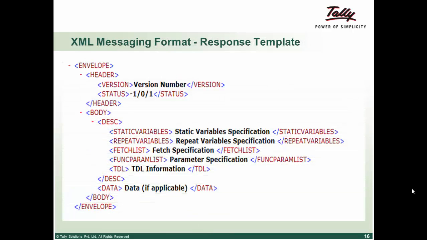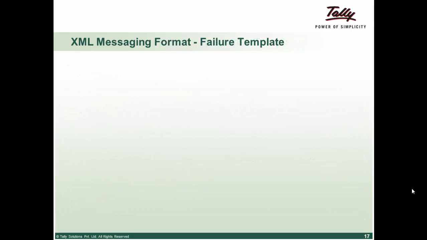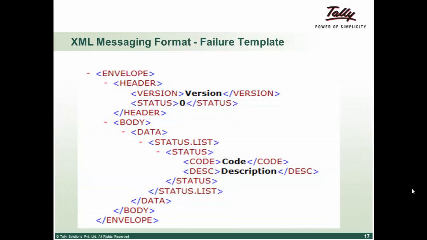Then we have a response template. You can see the response template header has 2 tags, status and body with the description tag. And then there is a failure template, and you can notice the version, the status will be 0, and then the description of the reasoning of the failure will be mentioned in the body tag.